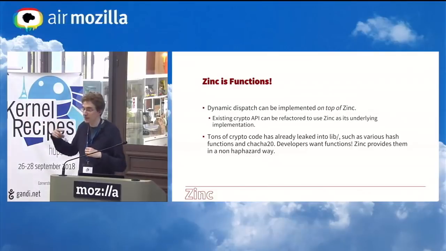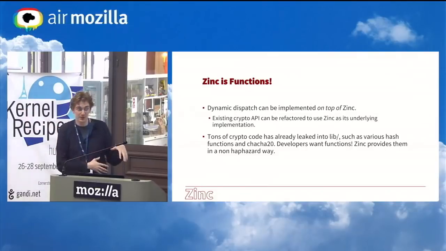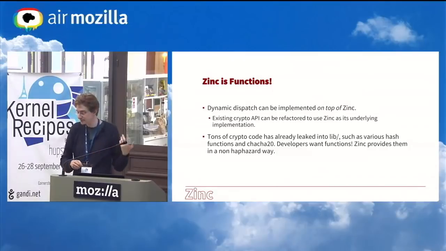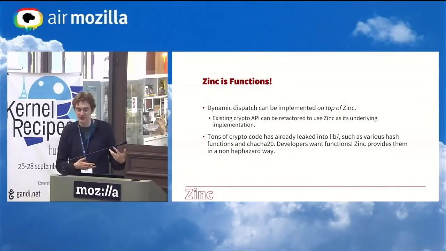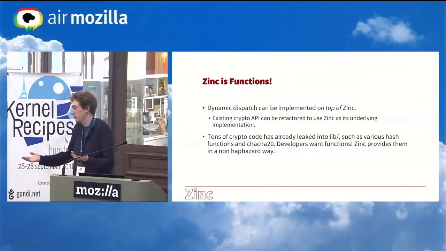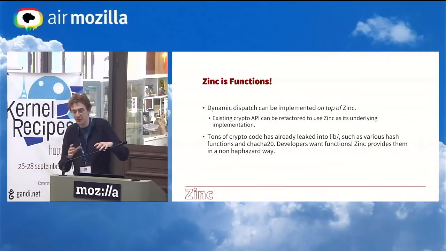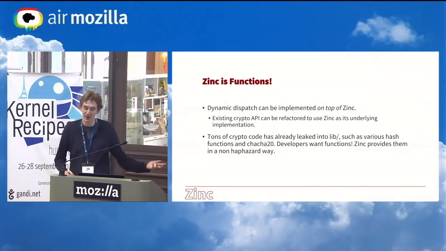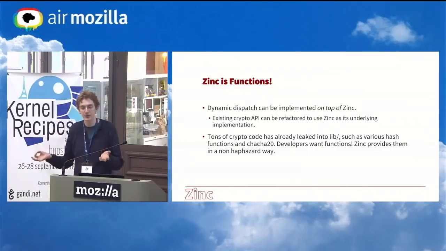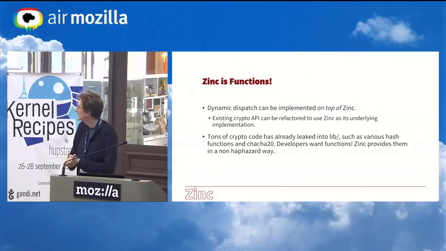Actually, we've already started refactoring parts of the existing crypto API. It keeps doing its enterprise stuff, but instead of implementing the functions itself, it just calls the Zinc function, which I think makes what the crypto API is about more straightforward, because then it can just focus on being its enterprise API, while Zinc will focus on having the really streamlined small implementations of that.